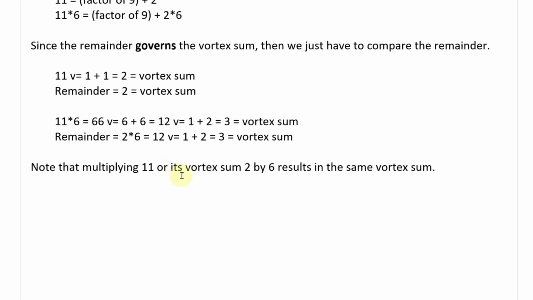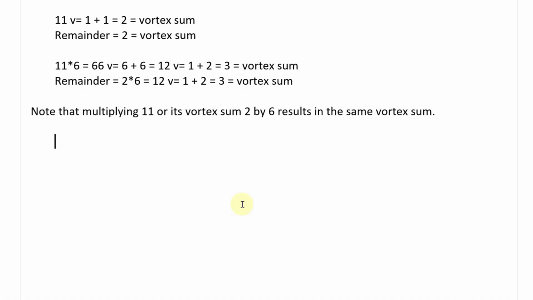Note that multiplying 11, or its vortex sum 2, by 6 results in the same vortex sum. These are the exact same ones. This is absolutely fascinating stuff. So now, for example, if we have 11, let's write this down like this. V equals 2. This is the vortex sum equals 2.